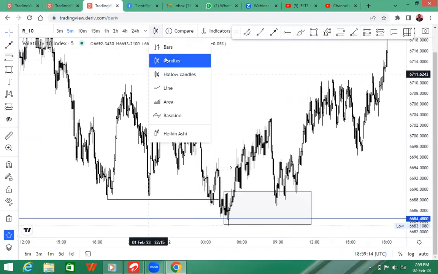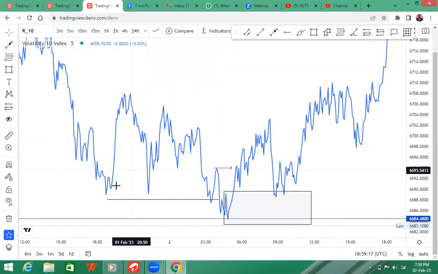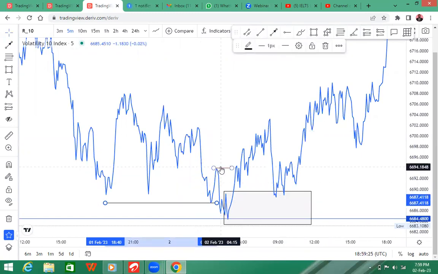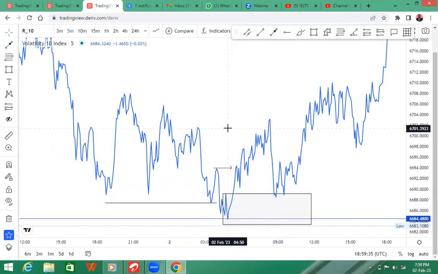If I put this on a line chart, you will see it clearly. A low, a high, price came, this was the lower low. Price gave us a lower high, gave us another lower low, and price closed above. Price had to find its way down into all of this. That was just the move.